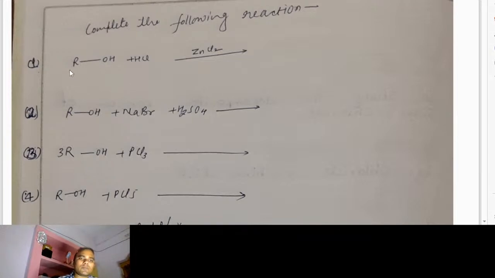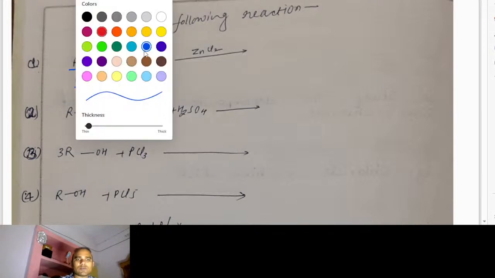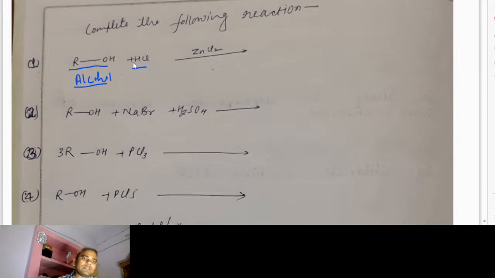Here, alcohol is there. Alcohols are polar in nature and you are treating it with HCl. They are asking what product you are going to expect here. The hydrogen and OH are going to combine and give water, and here a haloalkane is going to be formed. So this is the answer.